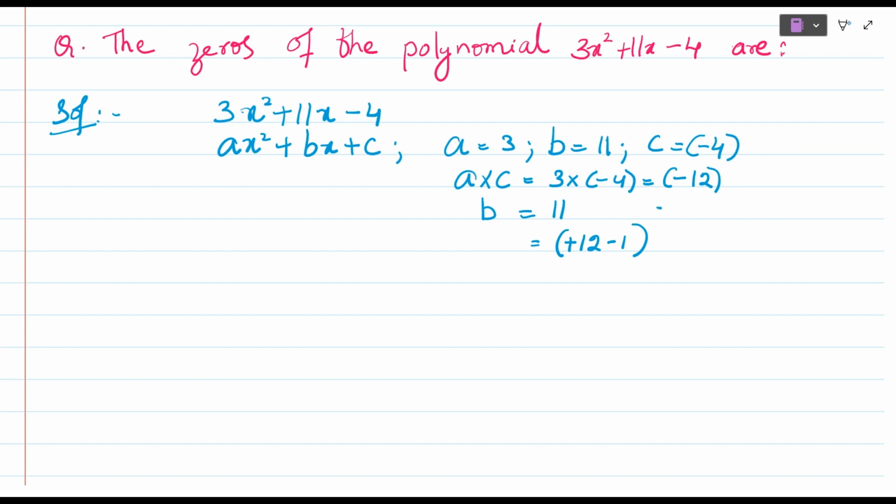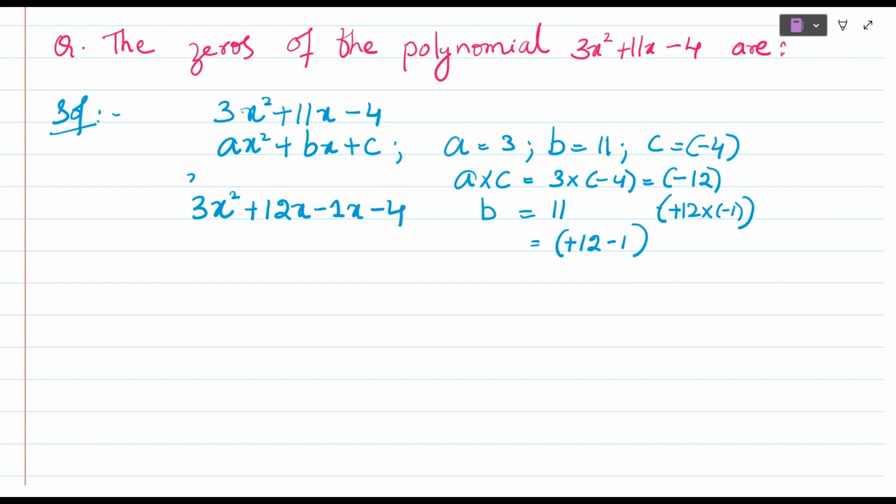See here, how will you get minus 12? Plus 12 into minus 1 will be equal to minus 12 itself. And plus 12 minus 1 will be equal to plus 11 itself. So 3x square, we are splitting the middle term, meaning 11x can be written as plus 12x minus 1x minus 4. Did you understand, students?